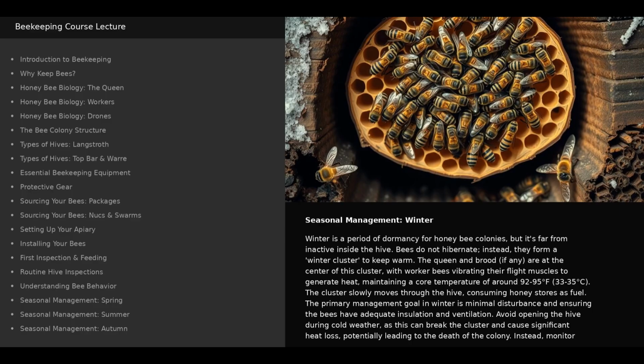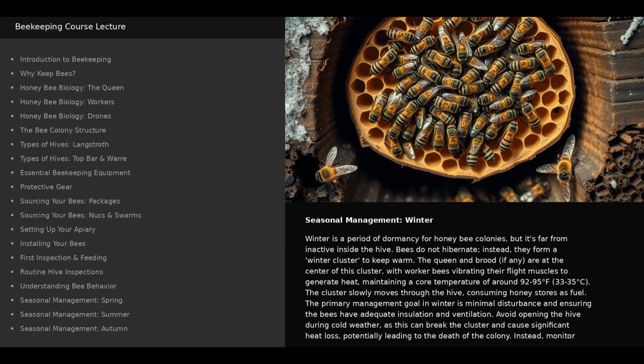The cluster slowly moves through the hive, consuming honey stores as fuel. The primary management goal in winter is minimal disturbance and ensuring the bees have adequate insulation and ventilation. Avoid opening the hive during cold weather, as this can break the cluster and cause significant heat loss, potentially leading to the death of the colony.